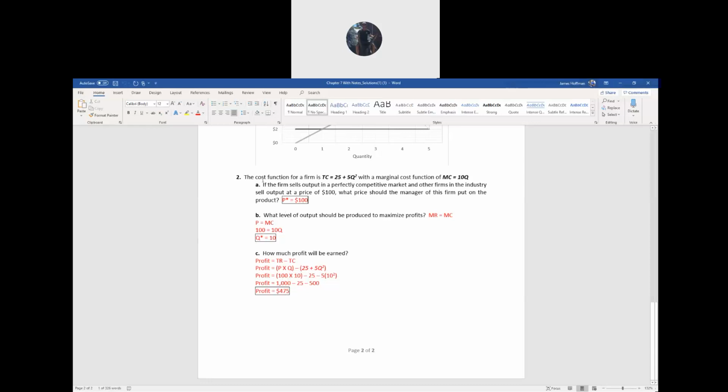Okay, so for this type of question, the price is going to be given. Make sure you remember the firm's a price taker. Then find the point where MR equals MC, which for a perfectly competitive firm is where P equals MC, and solve for Q. And then just find your profit, which is total revenue minus total cost, after you find the price and quantity.